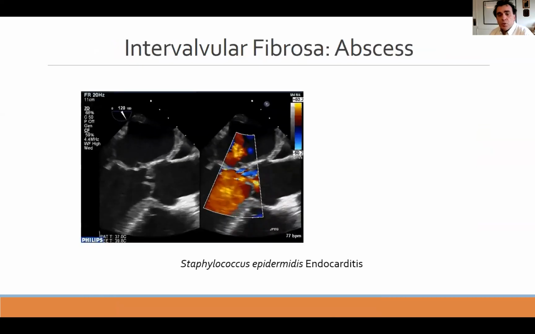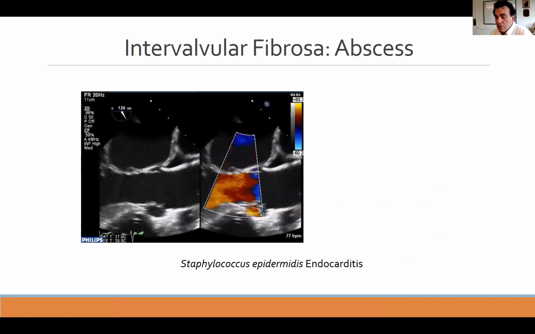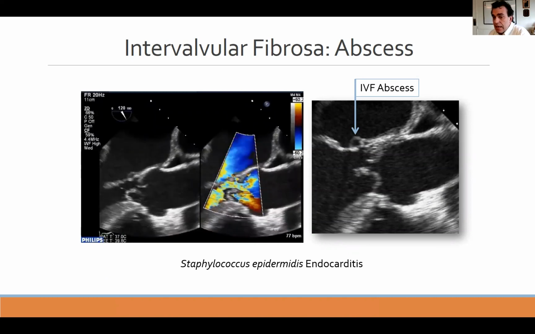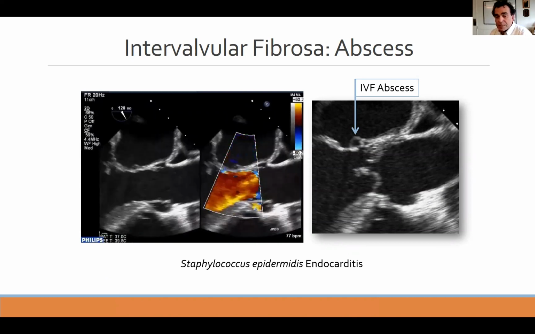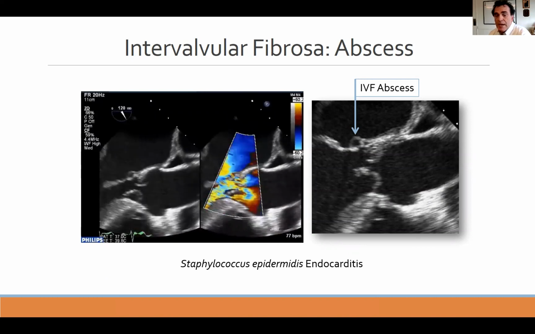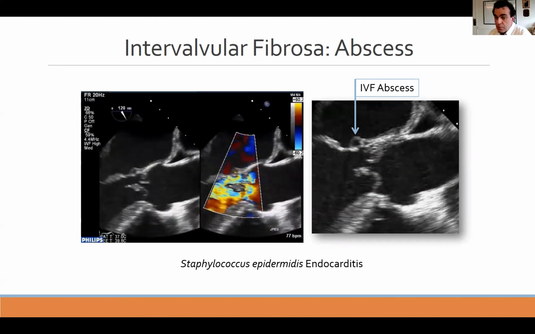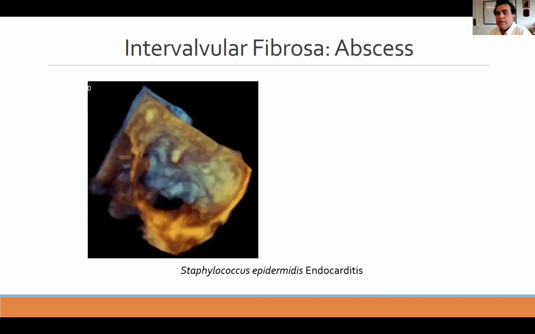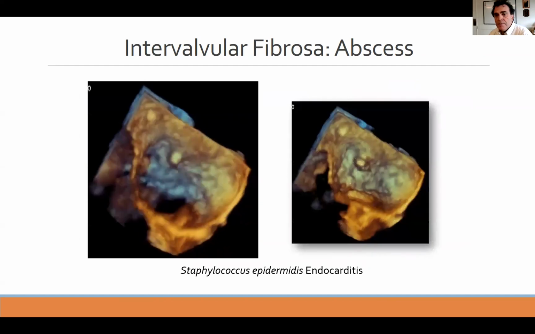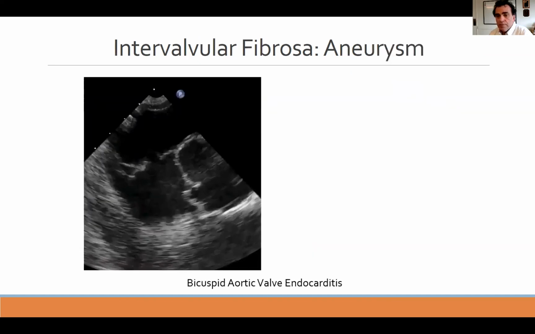So let's look at the intervalvular fibrosa abscess. Clearly there is endocarditis of the aortic valve, and there is extension of this endocarditis into the intervalvular fibrosa, and I see there is echolucency and septations characteristic of an abscess. So this is endocarditis of the native aortic valve caused by Staphylococcus and leading to a complication of intervalvular fibrosa abscess formation. Again, we can look at this in 3D from the modified surgical view of the mitral valve, zoomed image. So this is abscess of the intervalvular fibrosa, or aortomitral curtain.